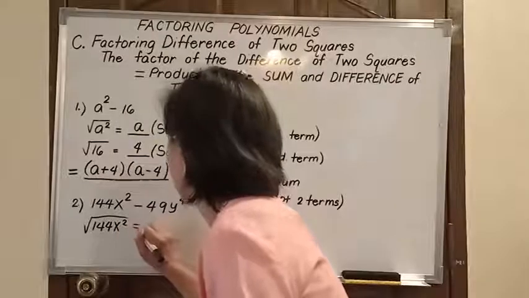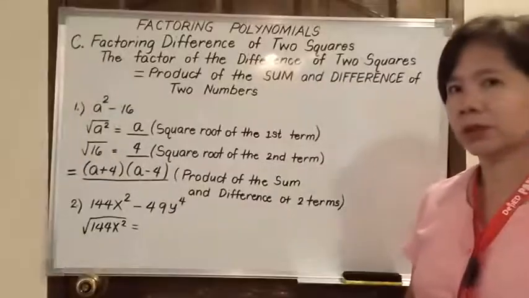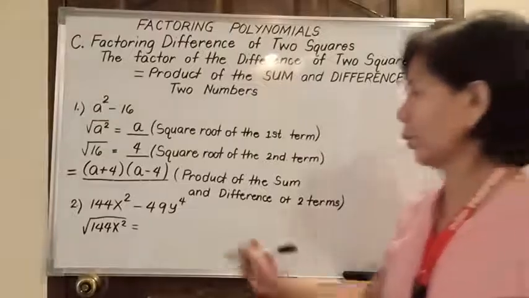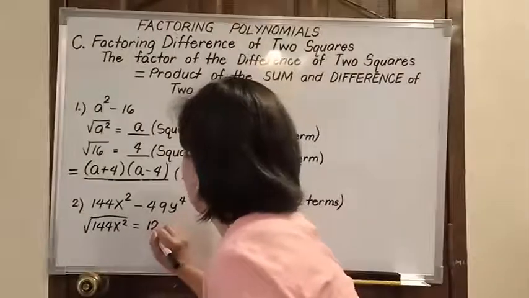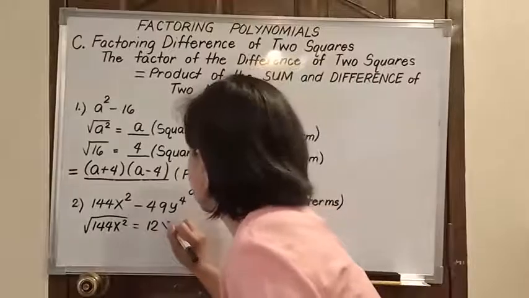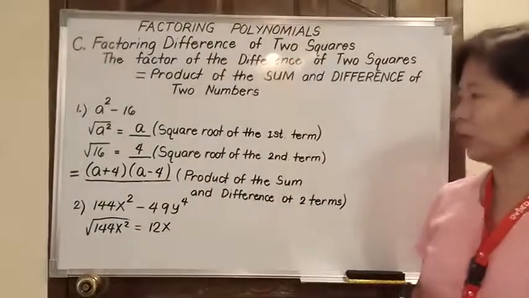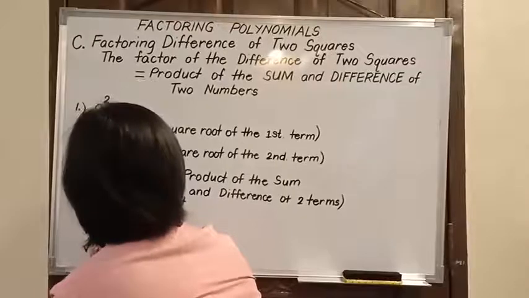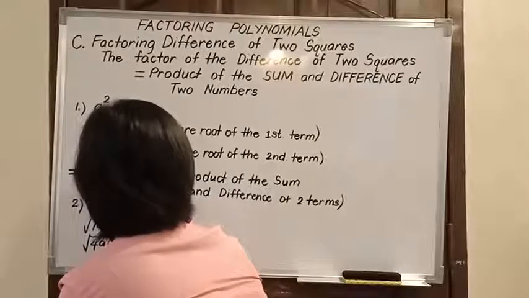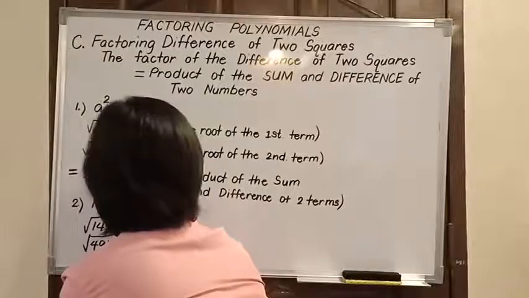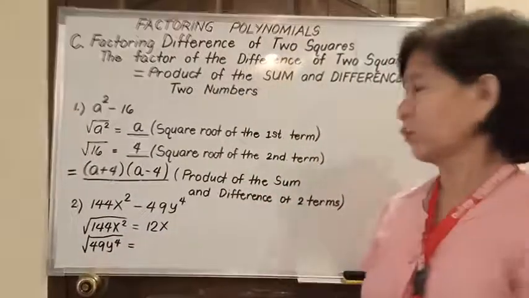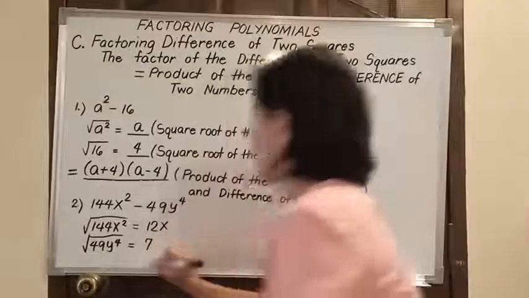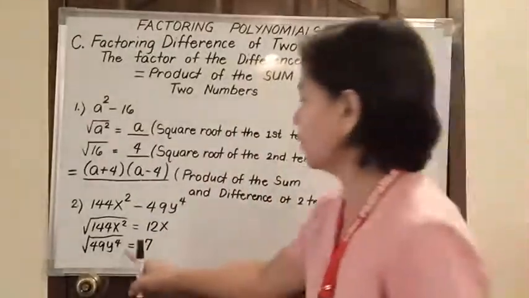Is 144 a perfect square? Yes. What is the square root? The square root is 12. Yes. How about the square root of x squared? It is x. Divide the exponent by 2, and that is x. Next, the square root of the second term. Our second term is 49y to the 4th. What is the square root of this term? The square root of 49 is 7. And the square root of y to the 4th, we have the exponent 4 divided by 2, and that is y squared.